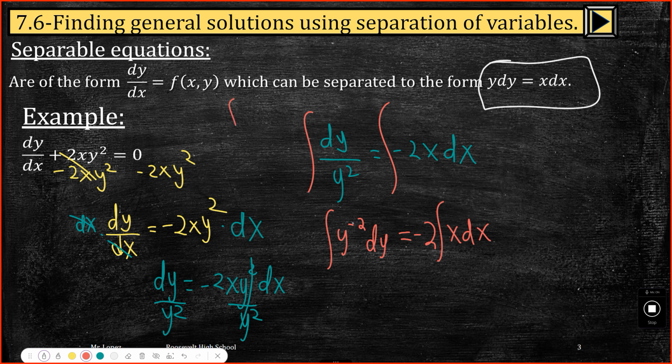So we integrate. So y to the negative 2, we do plus 1. And so that's going to be y to the negative 1, negative 1 at the bottom. So it is negative 1 over y. So it's going to be negative 1 over y. Okay? Equals what?